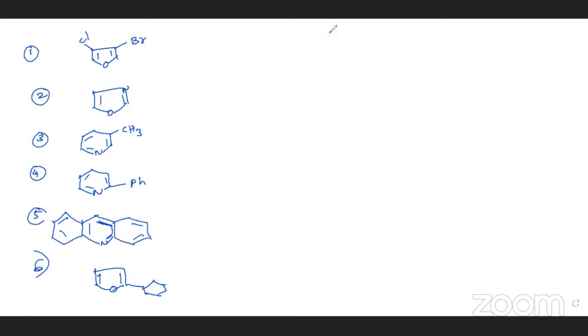Here, the first number is given to the oxygen atom. Next, chlorine and bromine, 2 substituents are there. So first priority is given to the bromine atom because its atomic weight is more. So 1, 2, 3, 4 and 5. So you can write in the alphabetical order. In the alphabetical order, bromo comes first, then chloro. So first preference is given to bromo. So the position of bromo is 3.